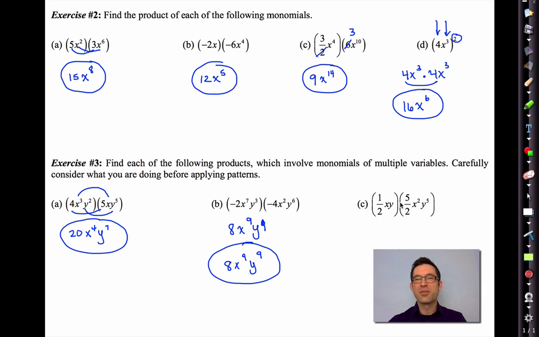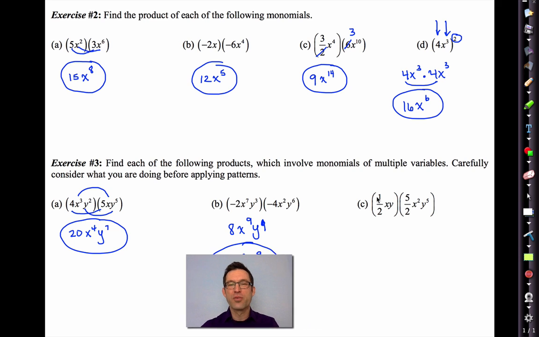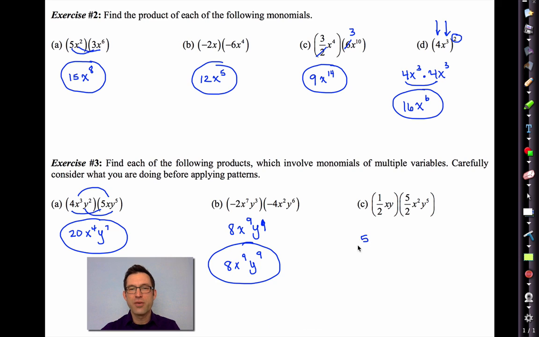Letter C, a little bit complicated because of the fractions. Remember, when multiplying fractions, you multiply their numerators, you multiply their denominators, none of that common denominator monkeying around. X to the 1st times x to the 2nd will be x to the 3rd. Y to the 1st times y to the 5th will be y to the 6th. And again, not so much looking like a 4. There it is. Okay, pause the video now.